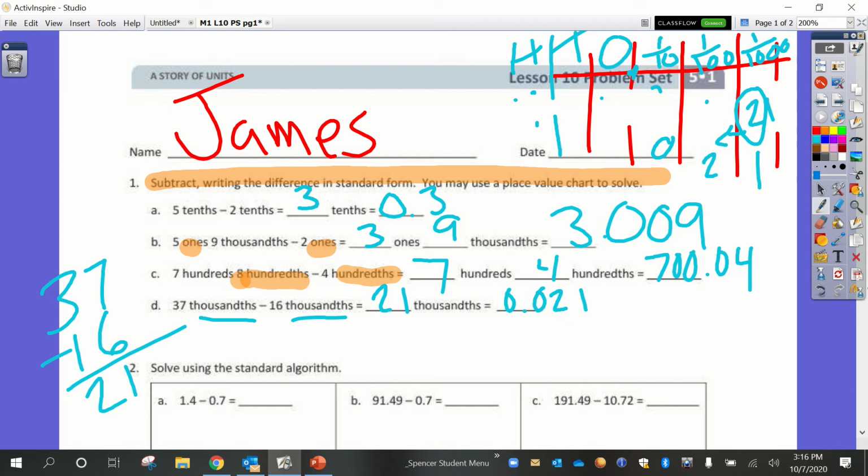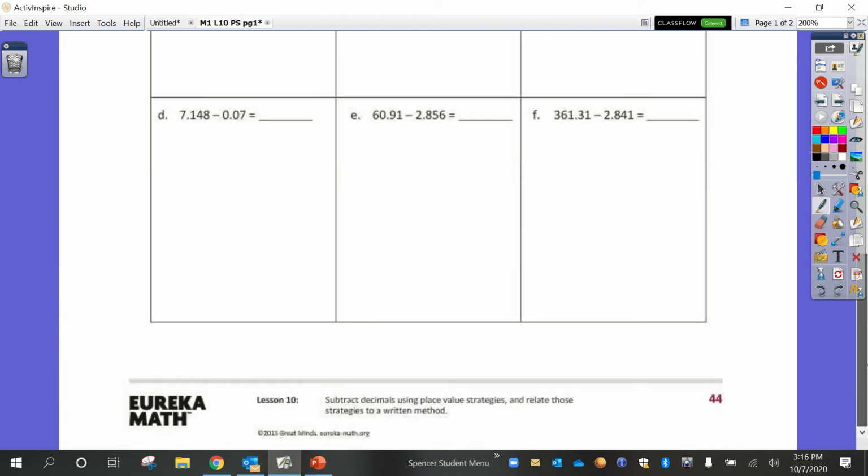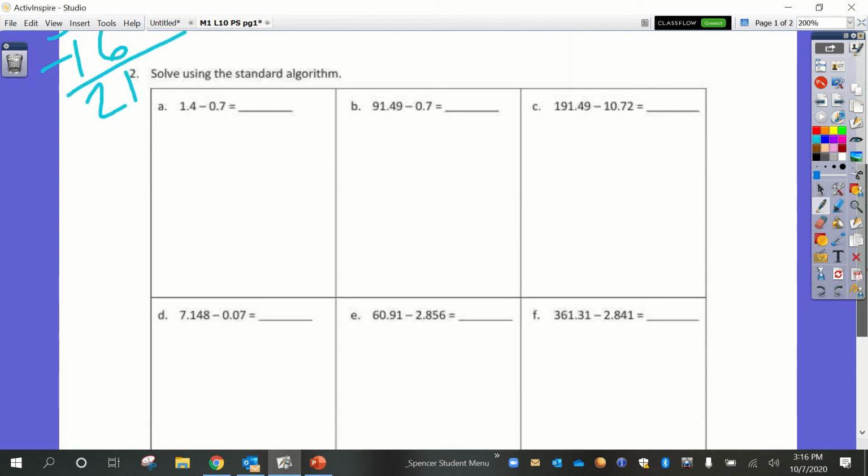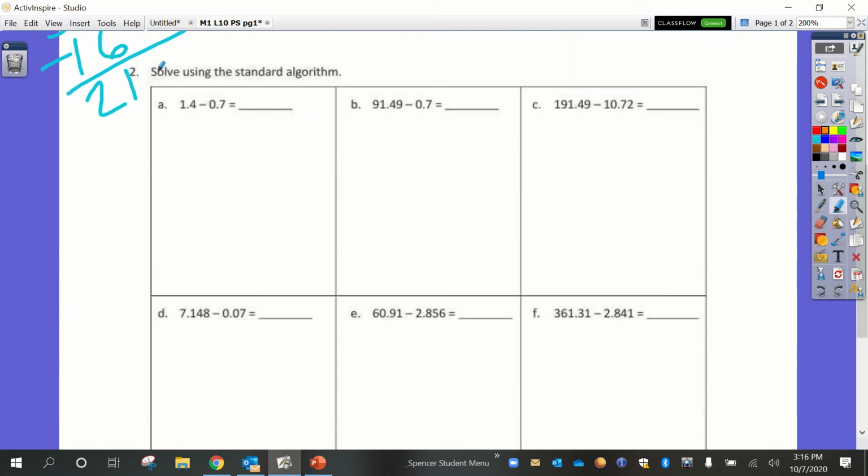Now we're going to move on to question 2. With this part, let's read the directions. We are solving using the standard algorithm. So that means we're just going to be stacking and subtracting. But be careful, because when we have to regroup, we regroup. So 1.4 minus 0.7.